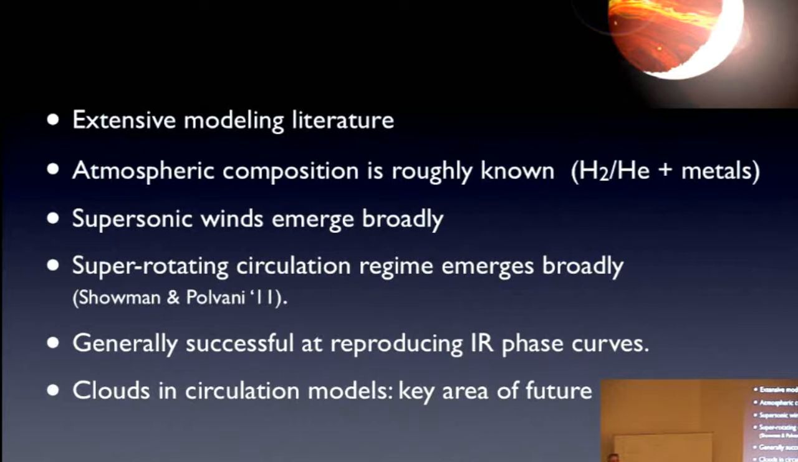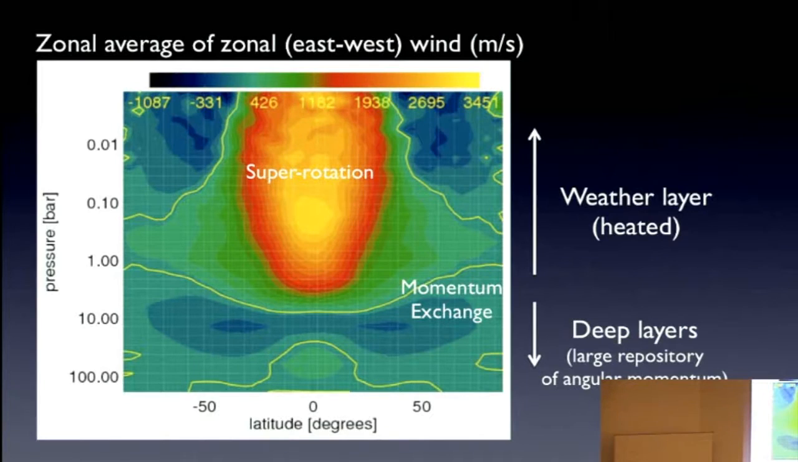And then there is, of course, the big elephant in the room here: clouds in the circulation models. Very little has been done still to this day. It's a difficult problem, but it's clearly a key area of improvement. There are some results. I won't discuss them in my slides too much. For hot Jupiters, there's a very nice result for GJ1214b that came recently, so I'll show you one result of an actual GCM with clouds for exoplanets.